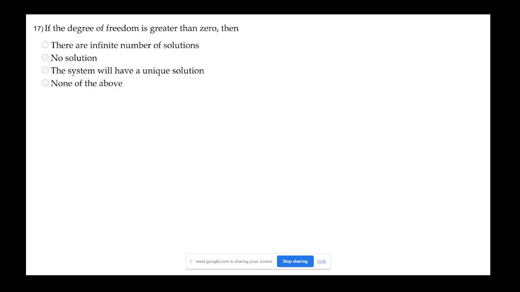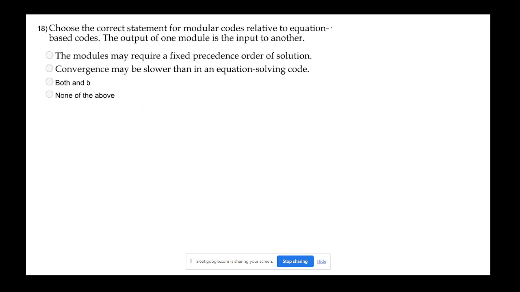Let's talk about the next question. If the degrees of freedom is greater than 0, such types of questions we have discussed many a time, which means that there are an infinite number of solutions. Next question is, choose the correct statement for modular codes relative to equation-based codes.